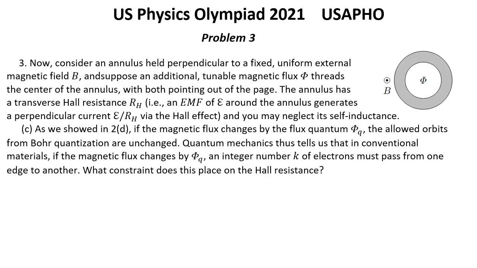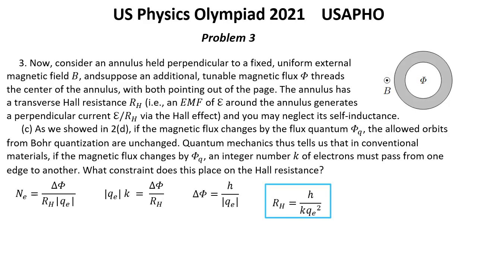Solution. In question B, we found that the number of electrons equals this expression. So if we set k equal to N_e, we have q_e multiplied by k equal to delta F over R_H. But from part 2 question D, we found that delta F must be equal to h over q_e. Combining these two equations, we have R_H equal h over k q squared. This is known as the integer quantum Hall effect, and it applies to any material shape. So that was the solution for question C from part 3.